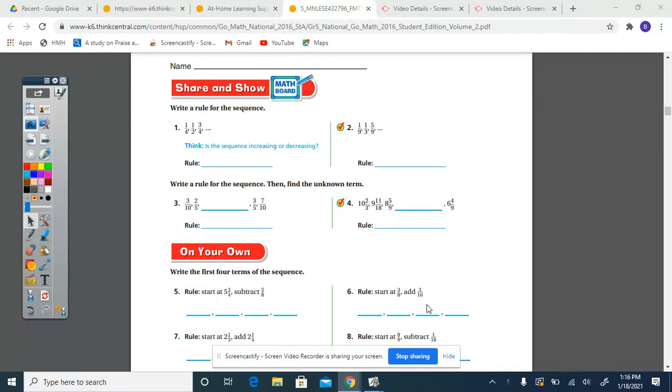Okay, so on this page, you are basically finding a pattern, finding out what pattern is happening. And in fifth grade, when we talk about patterns, most of the time they use the word rule. So find the rule, okay?